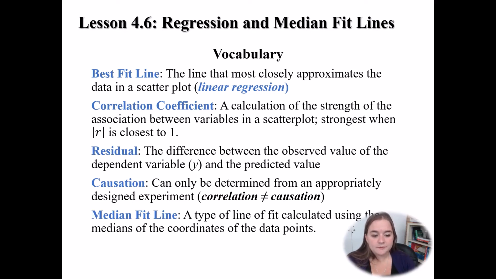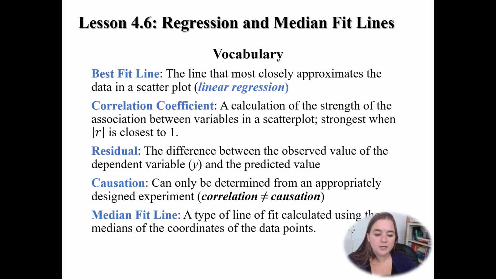A residual is the difference between the observed value of the dependent variable and the predicted value, and we can calculate a residual for each data point that we have. If we have a strong correlation coefficient, our residuals are going to be low. If we have a weak association, we're going to have some larger values for our residual. And there's other statistical analysis we can do with the residual value, but for today, we're just going to be calculating it.